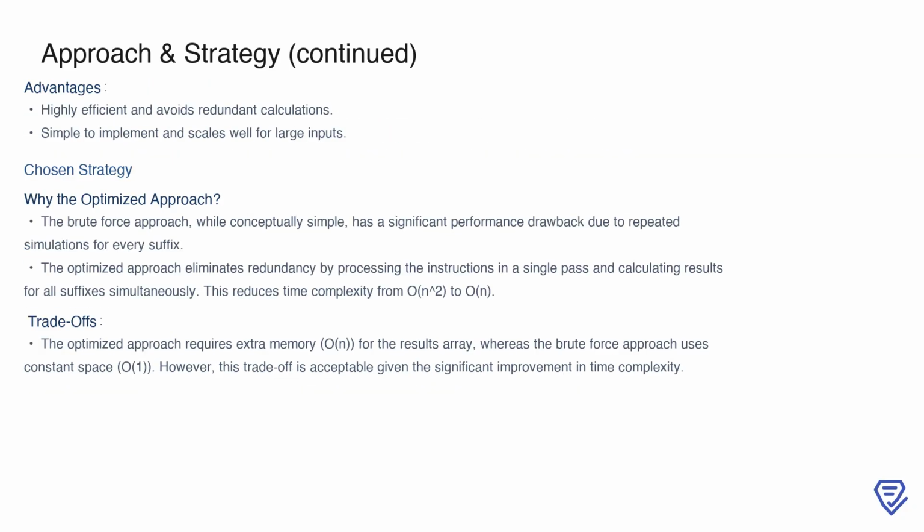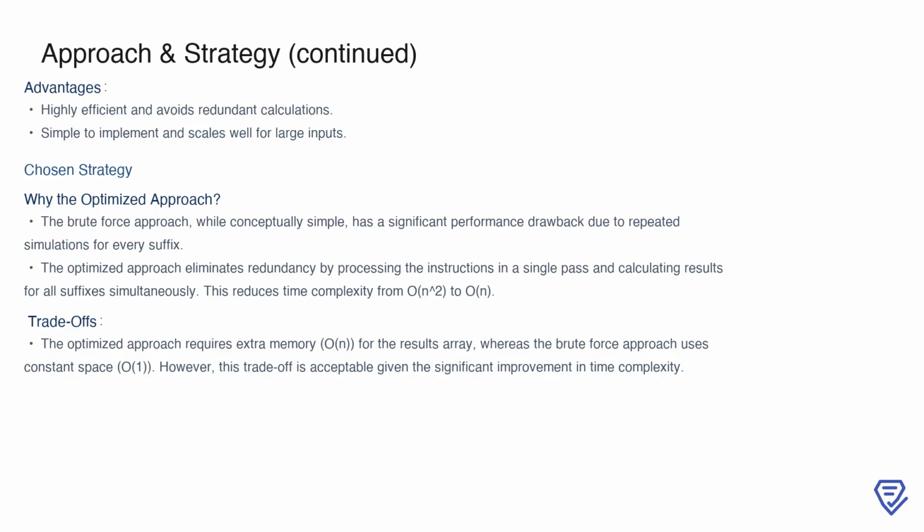This optimized approach offers several advantages. First, it is highly efficient because it eliminates the redundant calculations present in the brute force method. By processing the instructions in a single pass, we minimize the computational overhead and achieve a significant reduction in time complexity, from O(n) squared to O(n). Second, it is relatively straightforward to implement, as it involves a single loop and simple boundary checks. Finally, this approach scales well to handle larger grids and longer instruction strings.